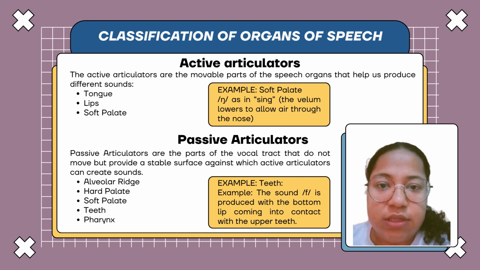Passive articulators. Alveolar ridge. For example, sounds like t, d, s, and z are produced by the tongue making contact with the alveolar ridge. Teeth. The f sound is produced with the bottom lip coming into contact with the upper teeth.